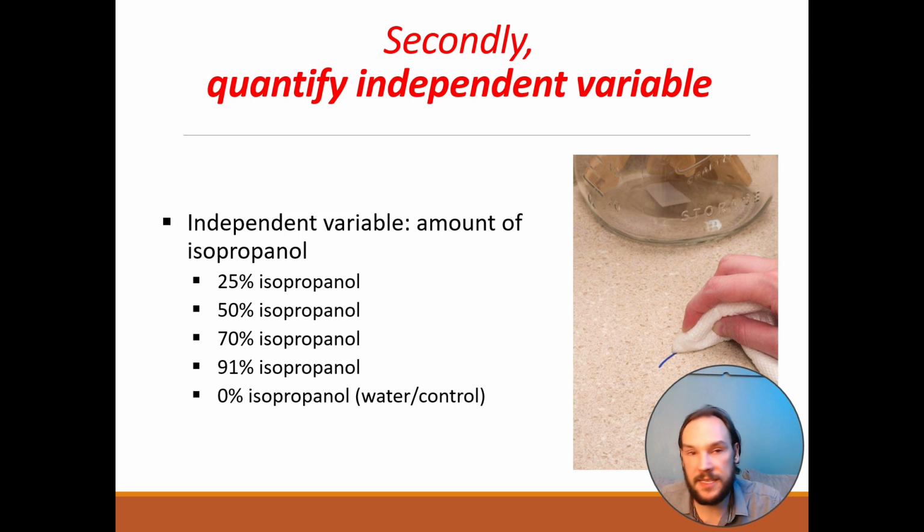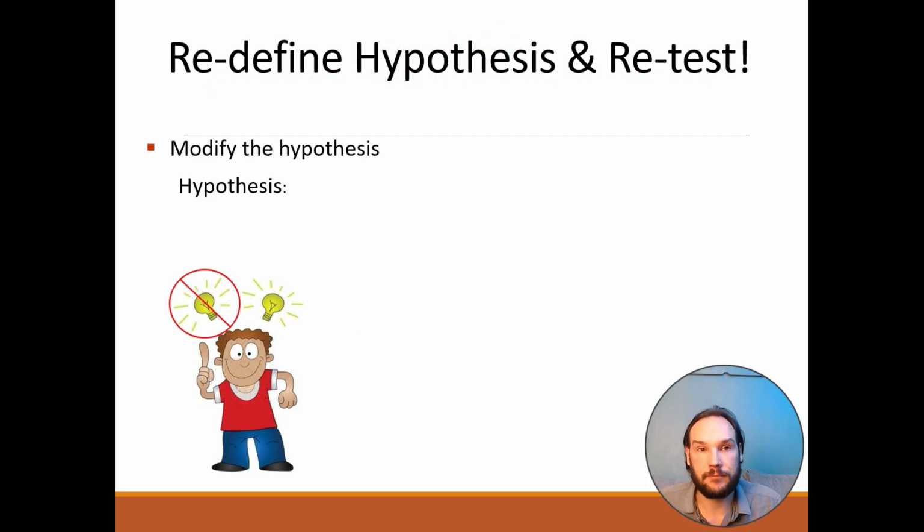So in our case, it would be good for 25%, 50%, 70%, 91%, and in our control group 0%. The 25% you can just easily get by taking the 50% and diluting it 1-to-1 with water. So maybe just like a small cup, a little bit of water in it.